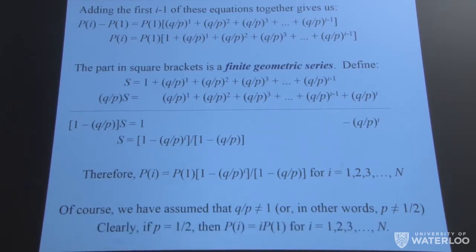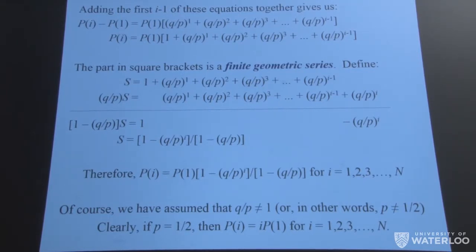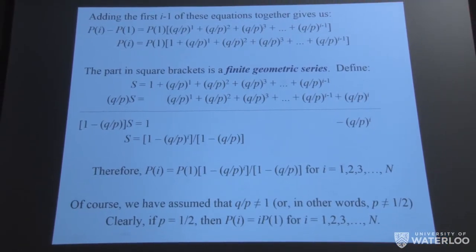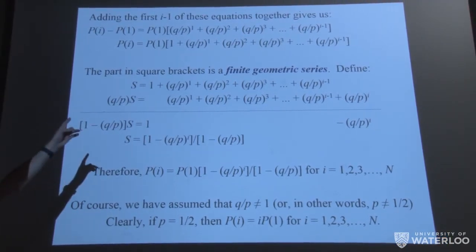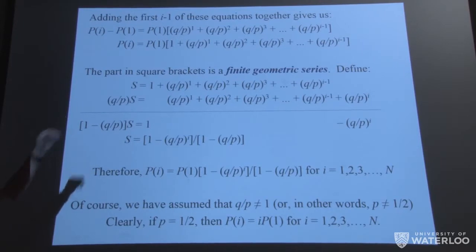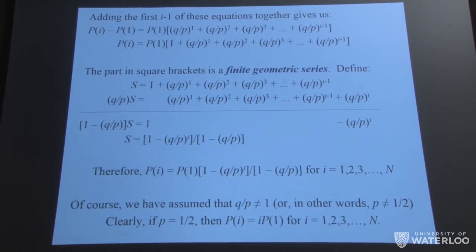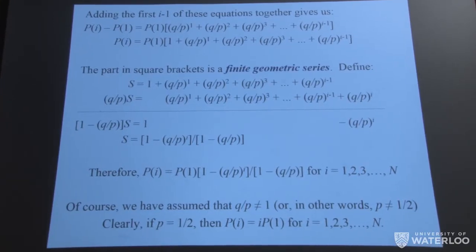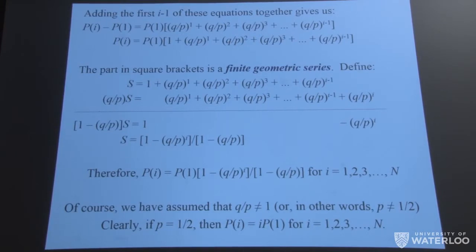If p is in fact 50%, so we have a real fair game here, winning and losing, if p is equal to a half, then if I look up at my starting point here where the terms are all in that square bracketed term, if I replace all the q over p's by 1, then what am I doing? I'm adding the number 1 i times. So we get a very easy formula in the case when p is equal to half. P of i is nothing more than i times p of 1, again holding true for all i going from 1 to n.